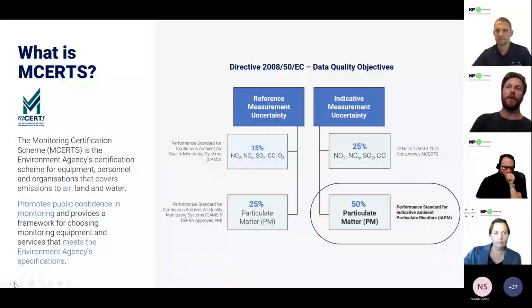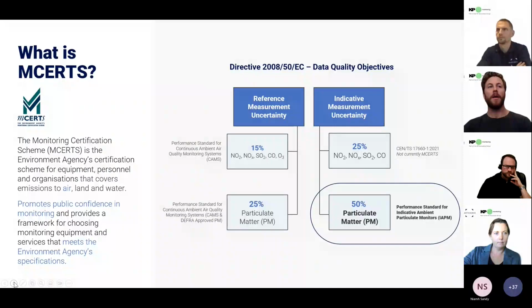So what is MCERTS? For anyone not familiar, but I'm sure most people on this call are, it's a certification scheme which is run by the Environment Agency, and it covers not only equipment, but it can also cover personnel and organisations looking at emissions of air, land and water. Today we're just talking about air. The whole purpose of it is to provide the public, I suppose, with confidence in monitoring data which is put out there, but also help end users choose monitoring equipment and services which are going to be suitable to any sort of permit requirements or legislative requirements which they have.